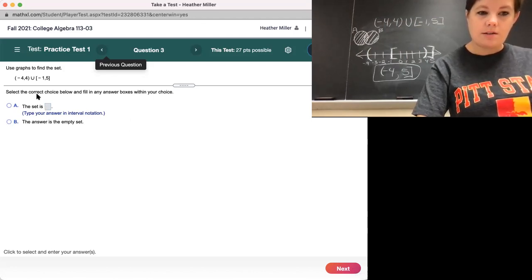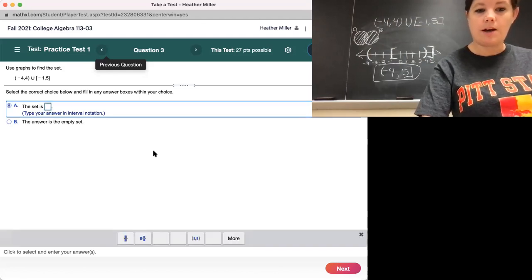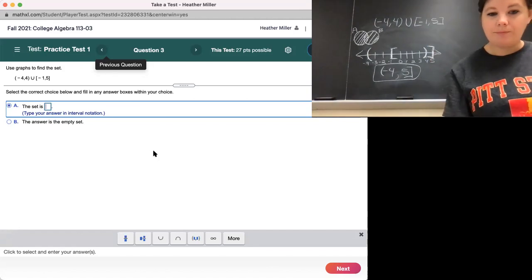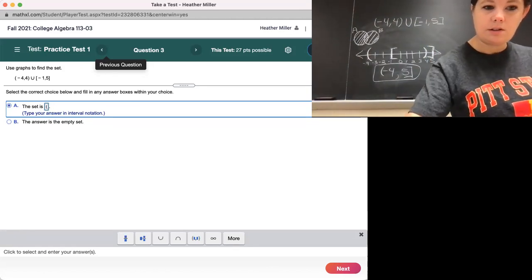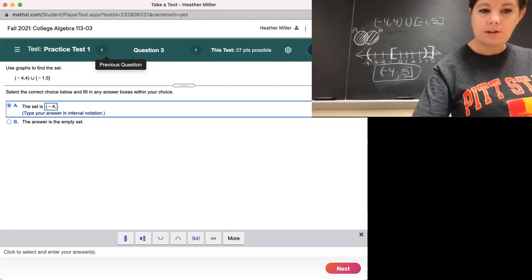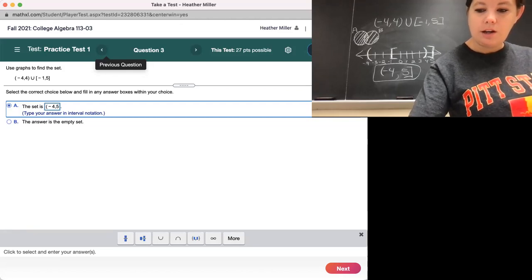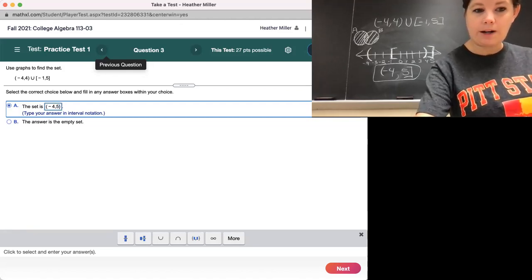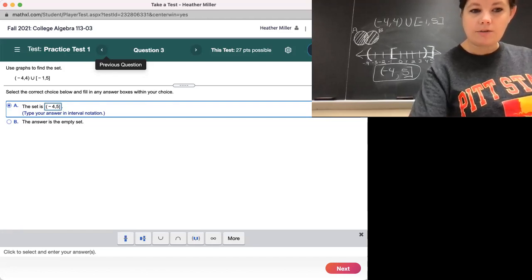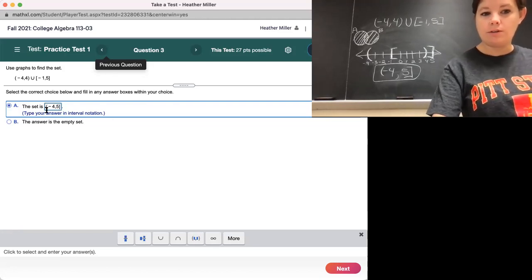Says the set is, and fill in the answer with your choice. It says interval notation, which is what we have put there. So parentheses, -4, 5, and then above your like return or enter key should be where your little bracket is, and you don't have to shift or anything for it.